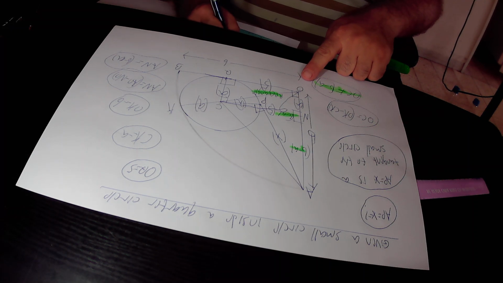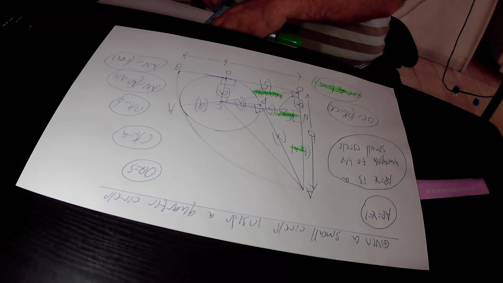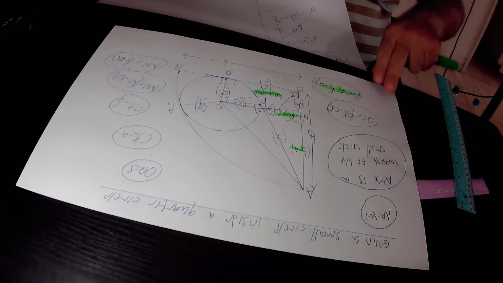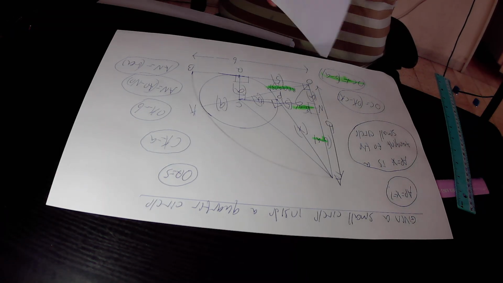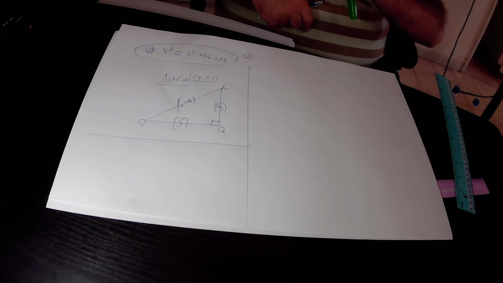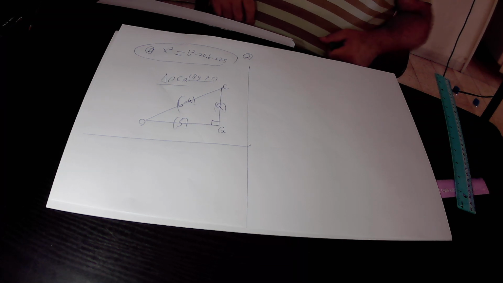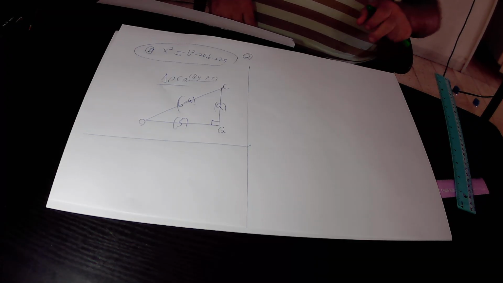Here we apply the Pythagoras theorem. In this right triangle OCQ, according to the Pythagoras theorem, OC squared, that is the square of the hypotenuse, equals CQ squared plus OQ squared. So I write it down, this will be equation 3.